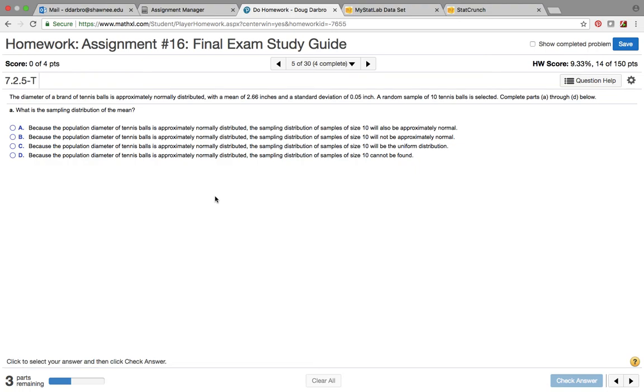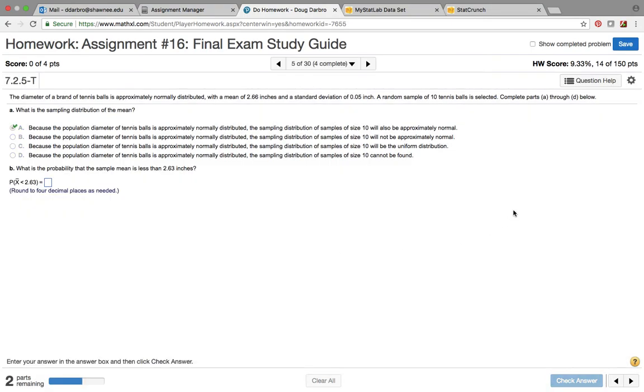Well, guys, because we have a normal distribution, the sampling distribution of the mean will be normally distributed. So we can select A with confidence. Now, guys, remember, for the sampling distribution of the mean to be normally distributed, the distribution we're pulling from has to be normally distributed, or the sample size has to be large, which means 30 or higher.